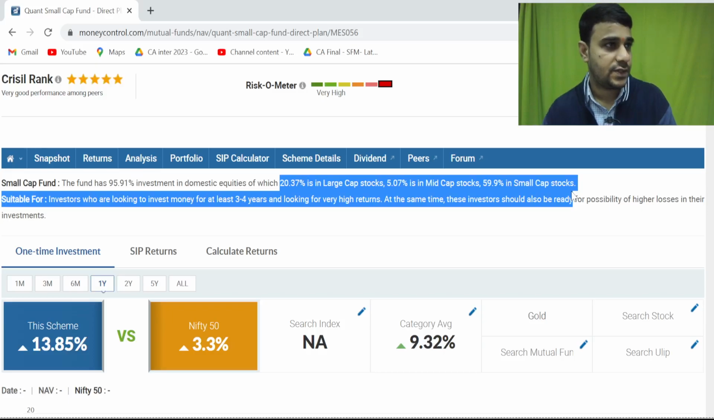95.91% has been invested. The balance could be in the form of cash, or sometimes they may buy some fixed securities. People may also make international investments. Instead of only investing in the Indian market, you may even go and invest in international markets.